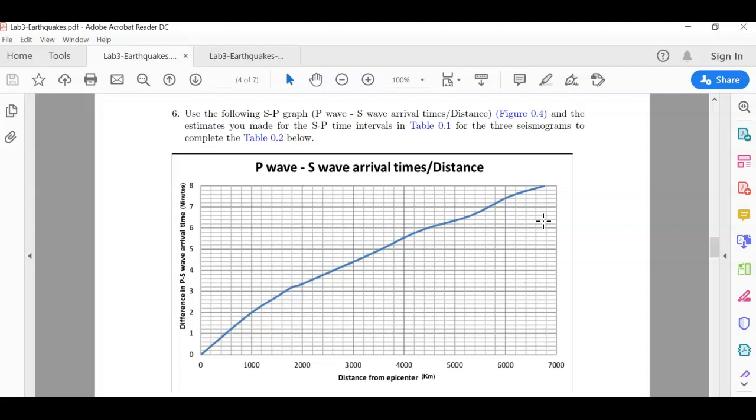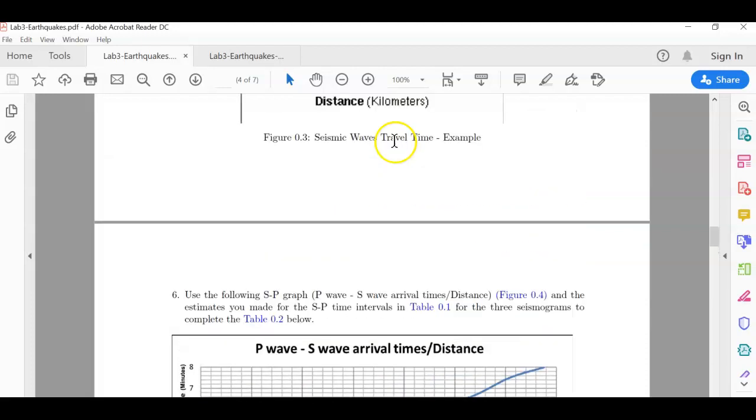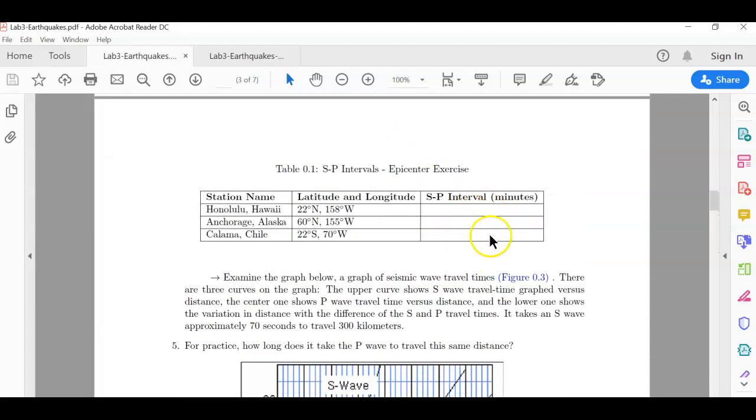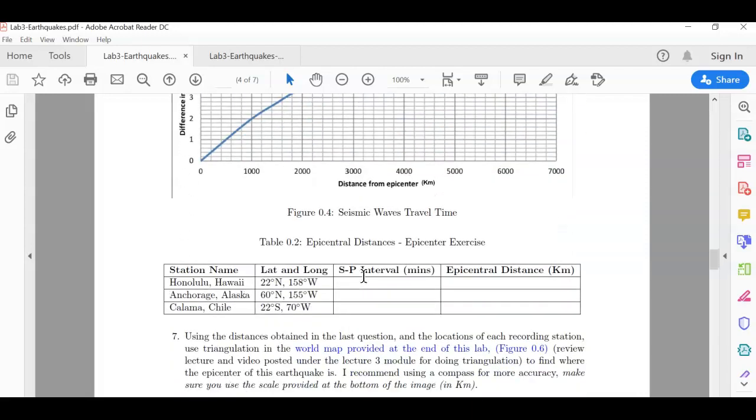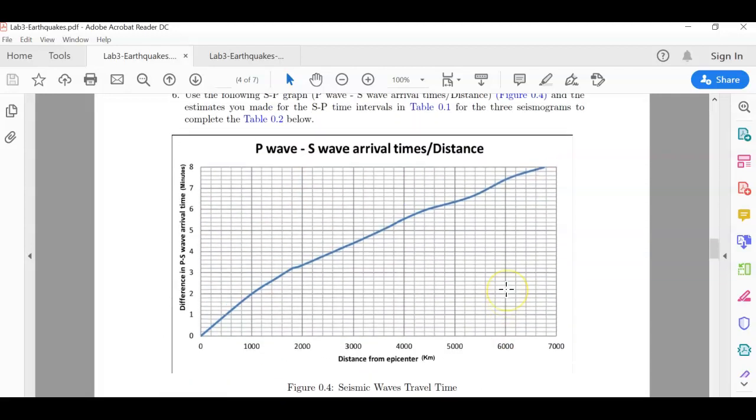Okay, question number 6. Use the following SP graph, the one that I have right here, which is based on true measurements for one earthquake that was measured at several locations. And again, the SP graph is the primary wave minus the secondary wave arrival times versus the distance. And then use the estimate that you made for the SP time arrivals from table number 1. Whatever you got over there, you're going to use those with the graph paper to determine what the distances are from the epicenter for those 3 locations.